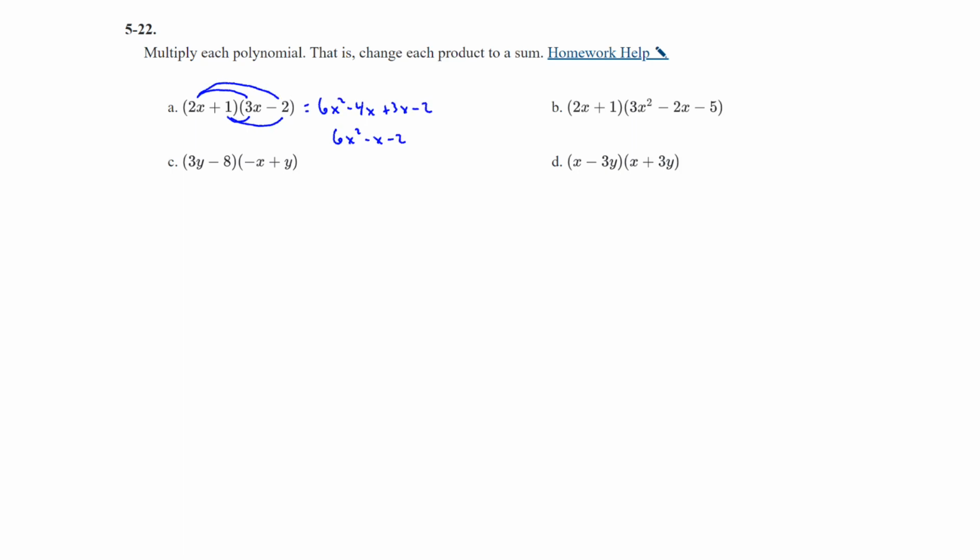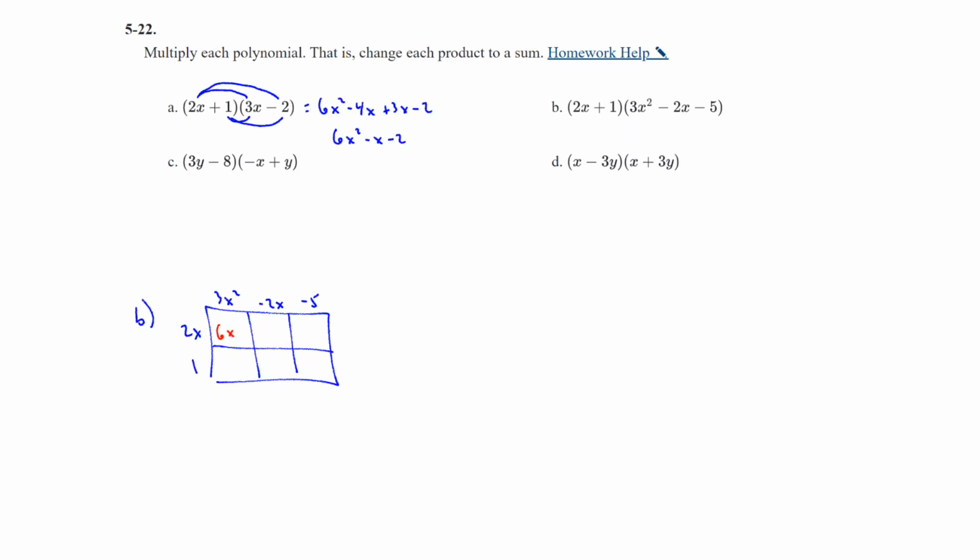Now, another way we could do this on part B, I'm going to scoot this down here, is that we could create a generic rectangle. And sometimes organization-wise, this looks a little bit easier and can be a little bit easier to see everything. So 2x plus 1 on the left side, and 3x squared minus 2x minus 5 across the top. And all we did is take the length of a rectangle and break it up into its 3 parts, and the width, break it up into its 2 parts. And now we're just going to find the individual areas of each of these rectangles.